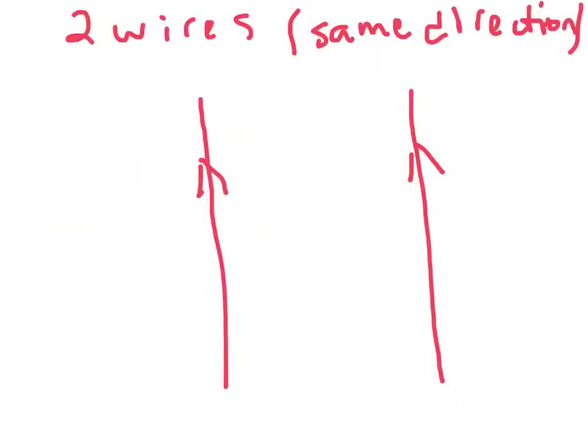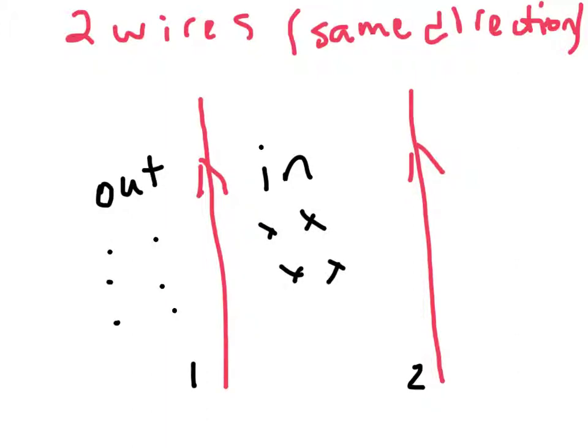Now, two wires going in the same direction is a little more complicated, at least when you think about it. I'm going to call this wire 1 and I'm going to call this wire 2. And what I'm going to do is look at wire 1 first. If I look at wire 1 first, I put my thumb in the direction of conventional current and wrap my fingers. So on this side, it's going out of the page. This side, it's going into the page. Remember, out we usually use as dots. In we usually use as X's. So let's extend that all the way over to here.